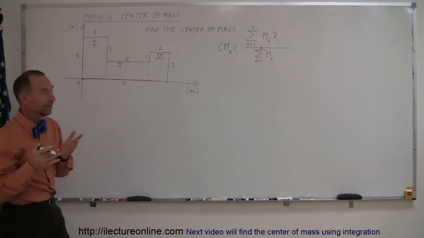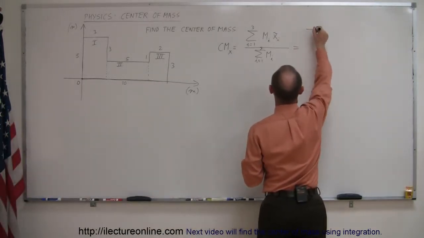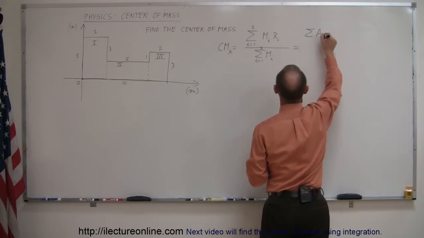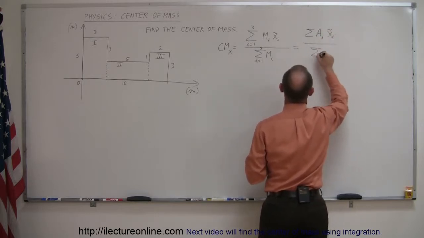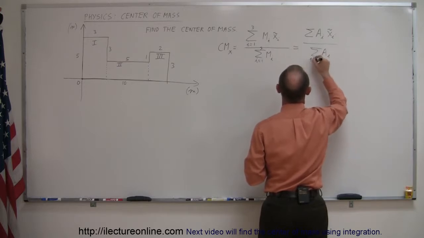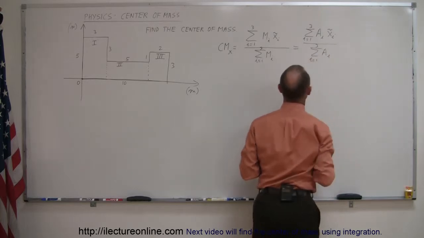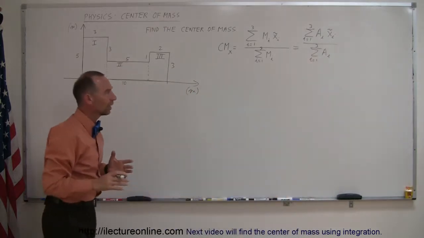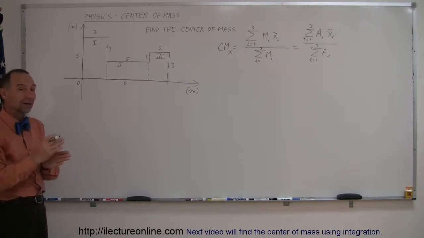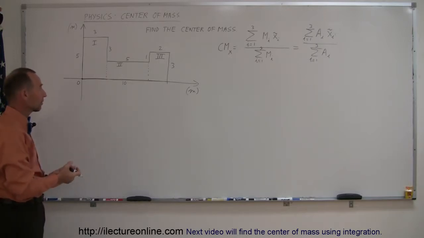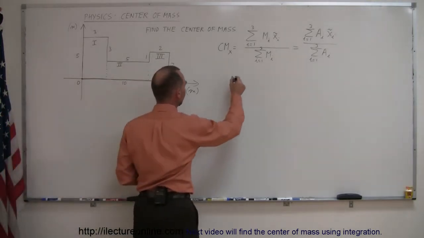So we can actually find the exact same thing by saying this is equal to the sum of all the areas times the center of mass of each area, divided by the sum of all the areas, from i equals 1 to 3. So we get the exact same result: instead of using their masses, we use their areas, as long as the areas are proportional to their masses. All right, so knowing that, we're going to go ahead and start.